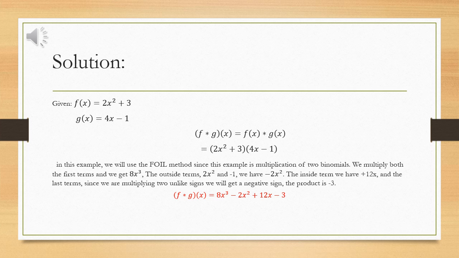two unlike signs, we will get a negative sign. The product is negative 3. F, first: 8x cubed. O, outside: negative 2x squared. I, inside: plus 12x. L: negative 3. The answer is 8x cubed minus 2x squared plus 12x minus 3.